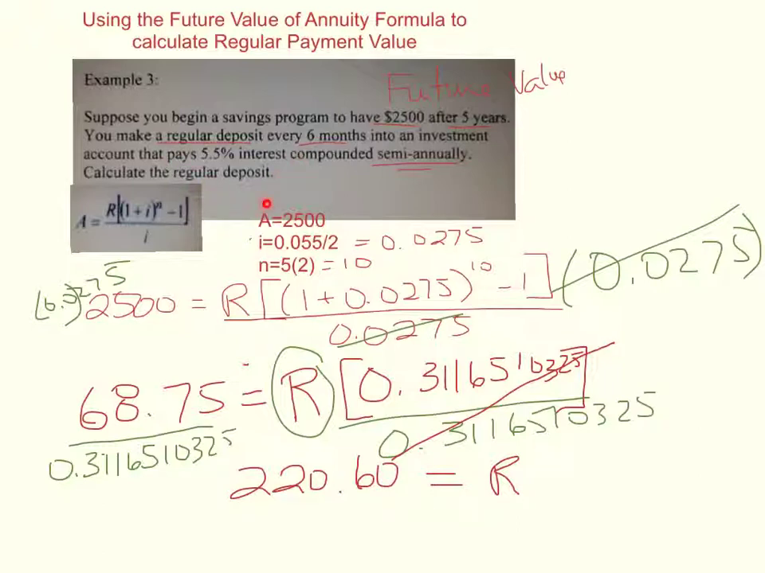The regular deposit that has to be invested every 6 months to have a final future value of $2,500 is a payment of $220.60 if I'm earning 5.5% interest rate compounded semi-annually.